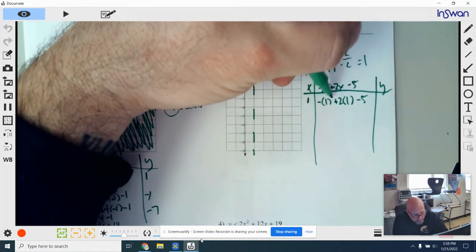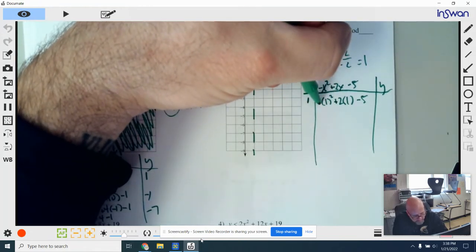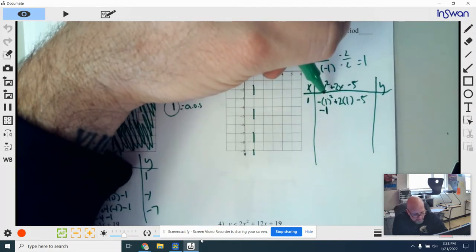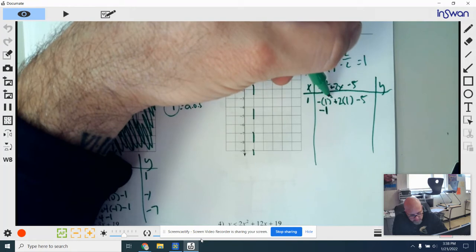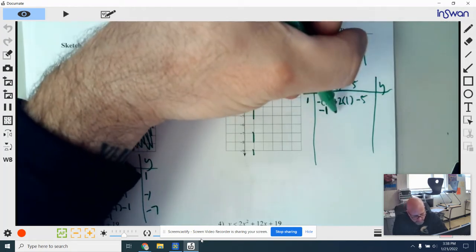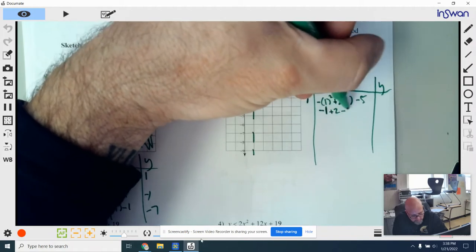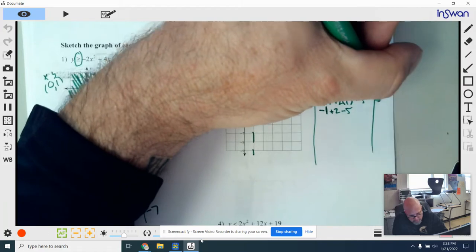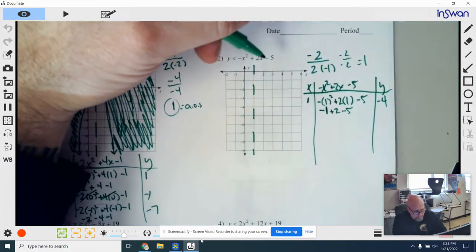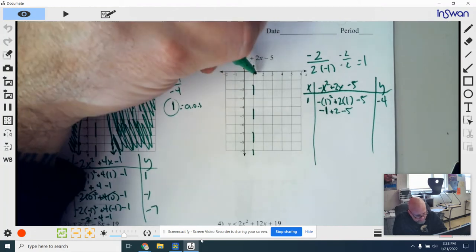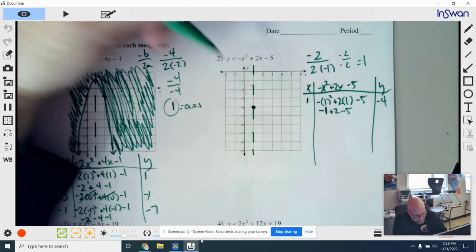So 1 squared is 1, but you had that negative waiting, so that makes a -1. Again, that parentheses makes a huge difference because if it was not in there, you might think it was like -1 times -1. Plus 2 minus 5. So -1 plus 2 is 1, take away 5, and you get -4. Okay, so at 1, we have -4. Come down, put your point there.